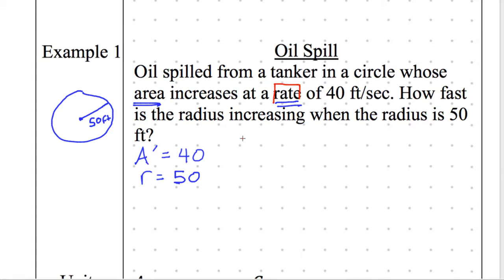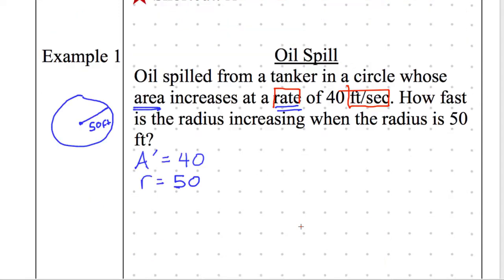So if it was whose area increases at 40 feet per second, that would just be A? Well, feet per second is still a rate. If it says the area is 40, then it would just be A. Yeah, rate or something per second is going to be a rate. I'm going to leave that box because that's kind of important too. We'll get to that a little bit more formally down here when we talk about units.